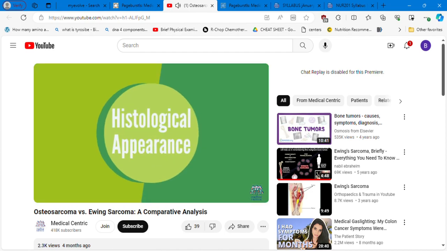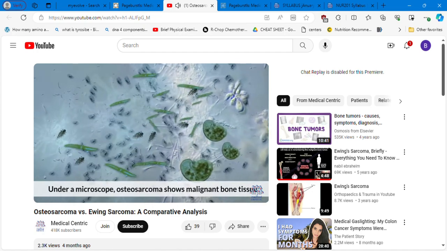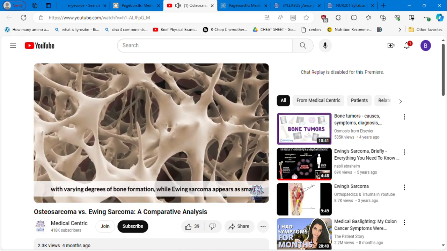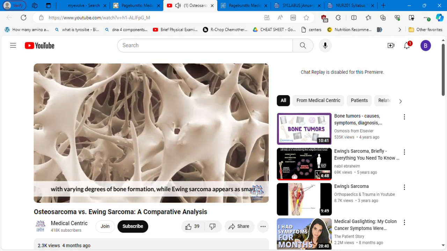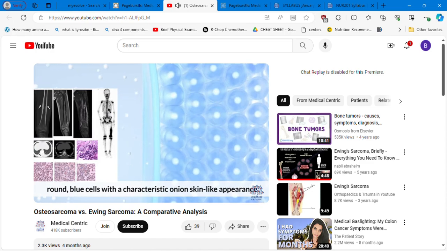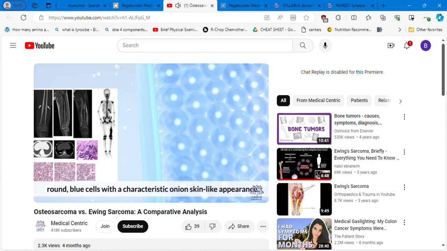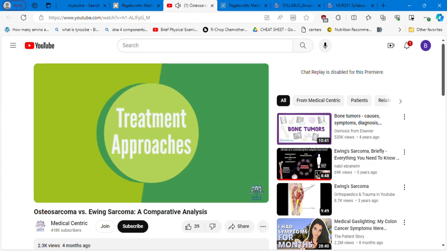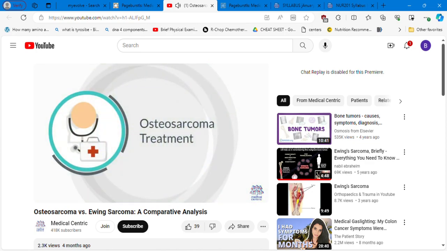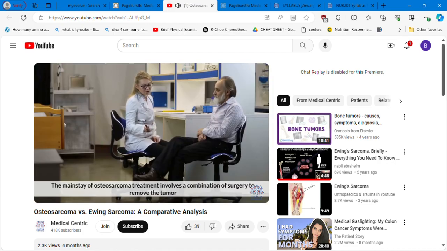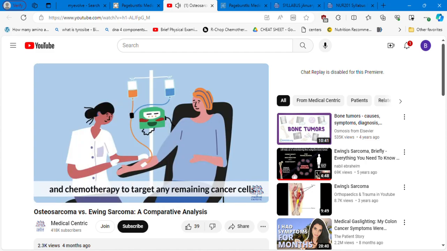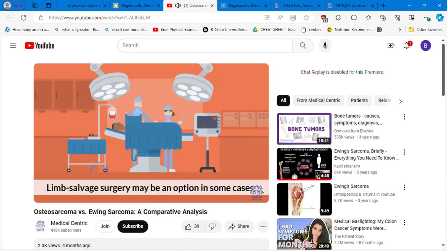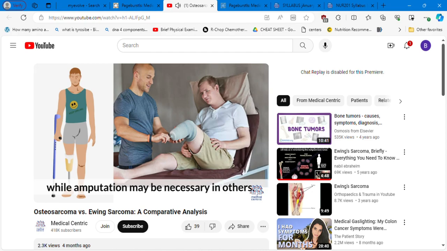5. Histological appearance. Under a microscope, osteosarcoma shows malignant bone tissue with varying degrees of bone formation, while Ewing sarcoma appears as small, round, blue cells with a characteristic, oh wow, onion skin-like appearance. Treatment approaches. 1. Osteosarcoma treatment. The mainstay of osteosarcoma treatment involves a combination of surgery to remove the tumor and chemotherapy to target any remaining cancer cells. Okay. Limb salvage surgery may be an option in some cases, while amputation may be necessary in others.